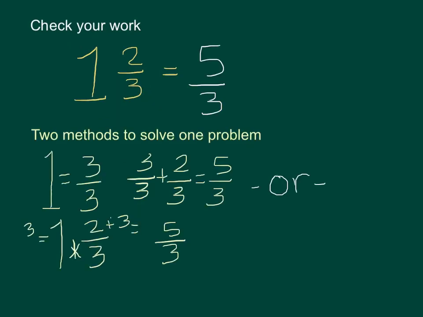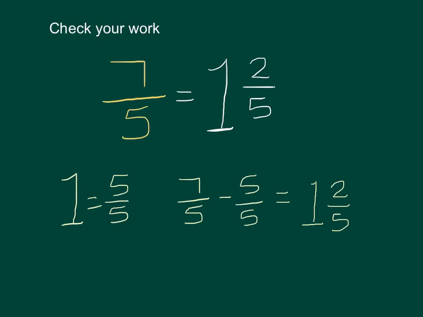Checking your work, 1 2/3 is equivalent to 5/3. At the bottom, I have written out two different ways to solve this problem. So they have put a line in between the two different ways to solve the problem. Checking your work, 7/5 is equivalent to 1 2/5.